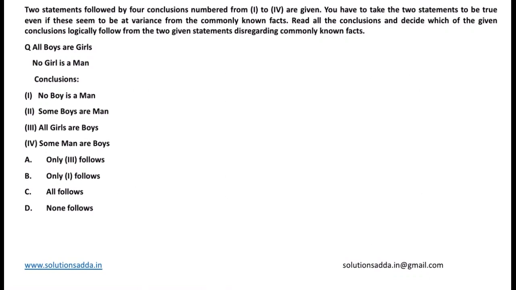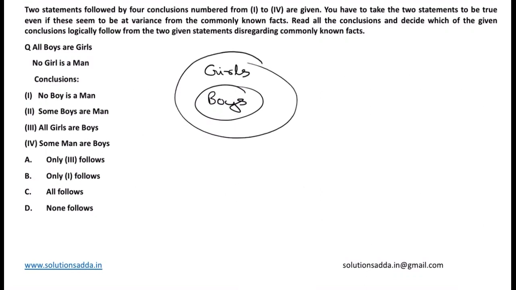All boys are girls. So this is the possible Venn diagram for the first statement. No girl is a man. Therefore, man is totally separate from girls, and therefore it follows as this. So this is the given Venn diagram. Now let us analyze the given conclusions.